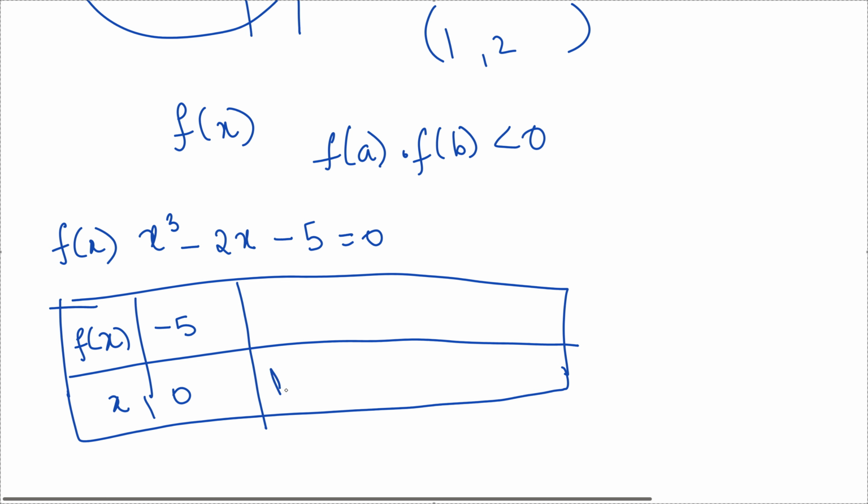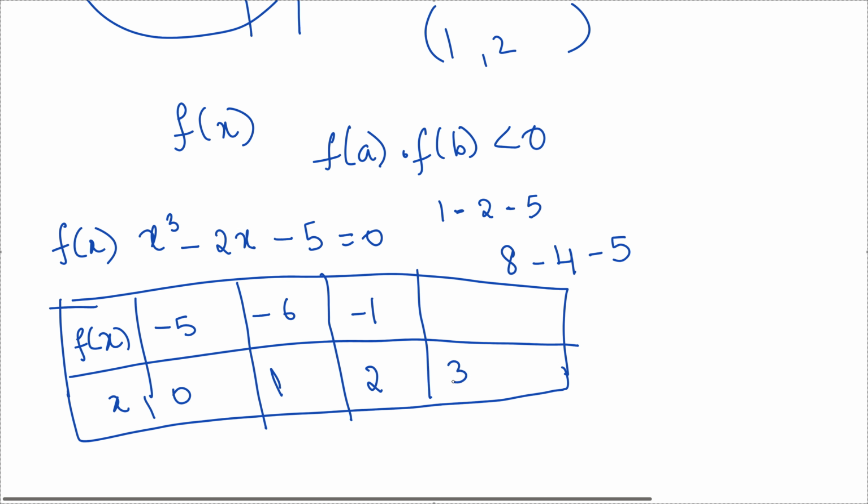What if x value is 1? You get 1 minus 2 minus 5. What is it? 1 minus 7, which is minus 6. Let's say x value is 2. It's nothing but 2 cube, 8 minus 4 minus 5. So f of x is minus 1. Let's say now x value is 3. 3 cube, 27 minus 6 minus 5, which is 16.